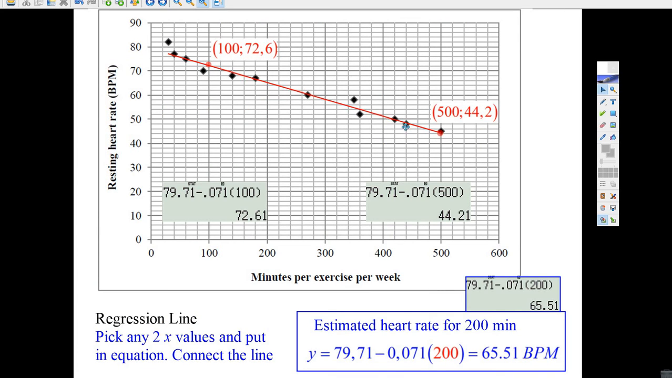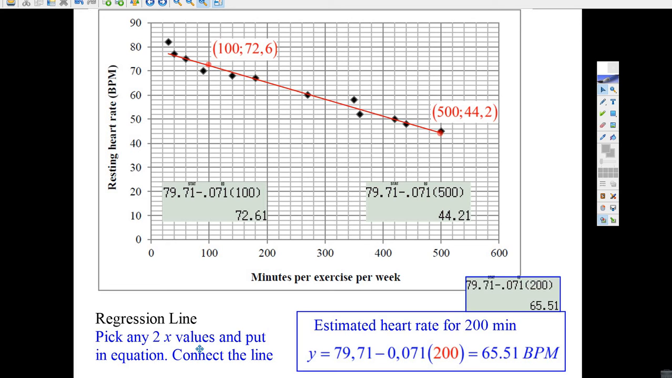If you do graph it, it looks like this. And there's your equation. The equation is 79.71 minus the gradient, and you put X, there's X. Now they usually ask you to do an estimation. Estimate the heart rate for somebody that has 200 minutes worth of exercise a week. So all you do is take 200 and put it in the equation, and there's your estimate. My calculator said 65.51 beats per minute.